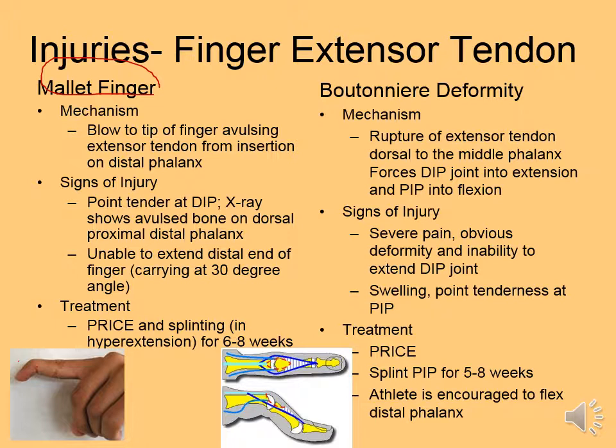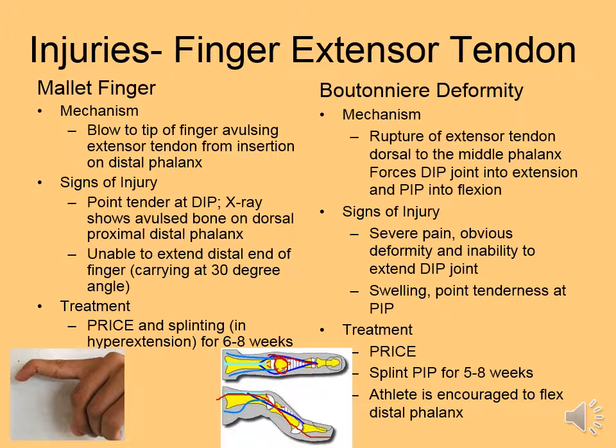The other type of extensor tendon injury we have would be occurring more at the proximal interphalangeal joint, so more proximal to that distal injury. This is called a boutonniere deformity, and the mechanism here is a rupture of the extensor tendon dorsal to the middle phalanx, which forces the DIP into extension and the PIP into flexion. So basically we get this type of positioning with the finger because the tendons have ruptured and split over this joint right here.